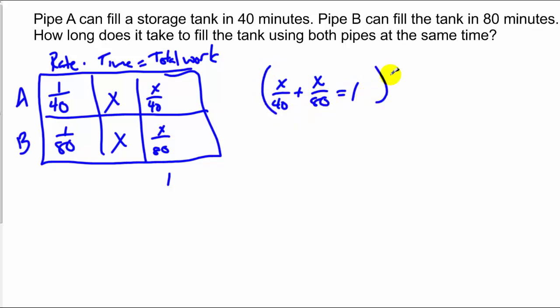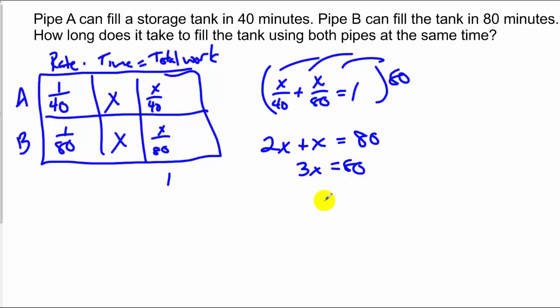Multiply both sides by 80. Get, distributed through, 2x plus x equal to 80. 3x equals 80, and x equals 80 over 3 minutes working together.